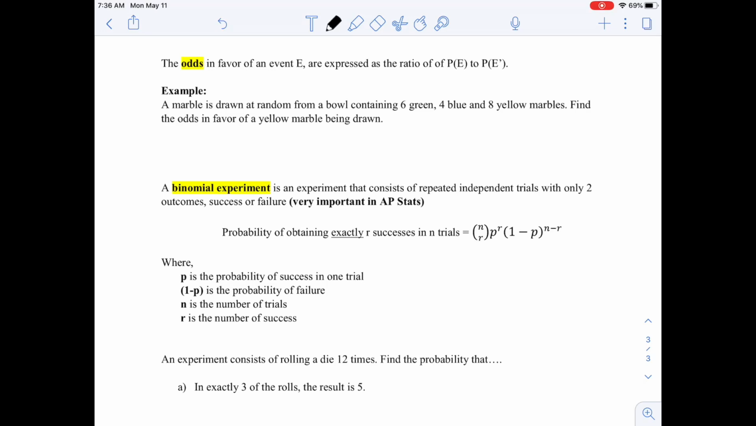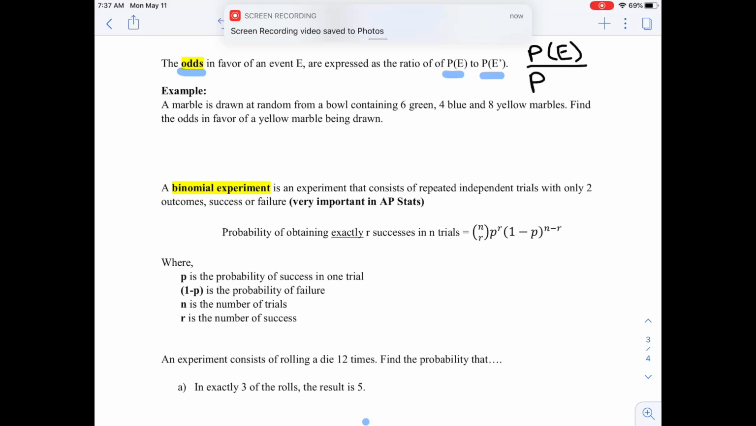Okay, so odds, you've probably heard those before. If you talk about sports, the odds of a team winning or the odds of a certain horse race outcome, it's always expressing the probability of the event happening to it not happening. Okay, and we also do this as the probability of the event happening over the probability of the event not happening.